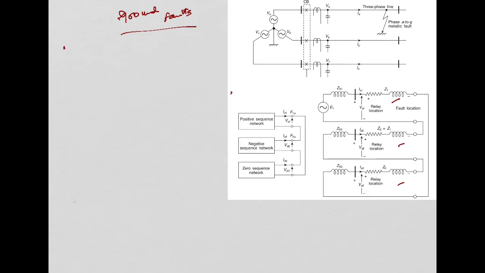Now, applying KVL around the loop formed by the series combination of the sequence networks, we will get VA naught plus VA1 plus VA2 equals IA1 Z1 plus IA2 Z1 plus IA naught Z naught.